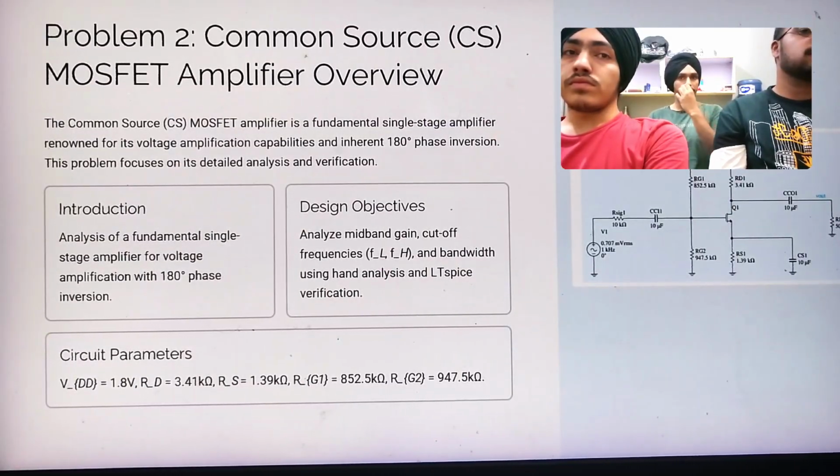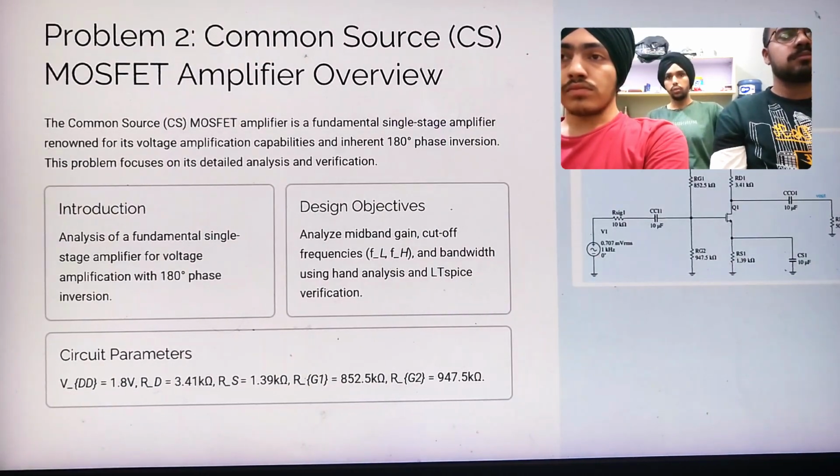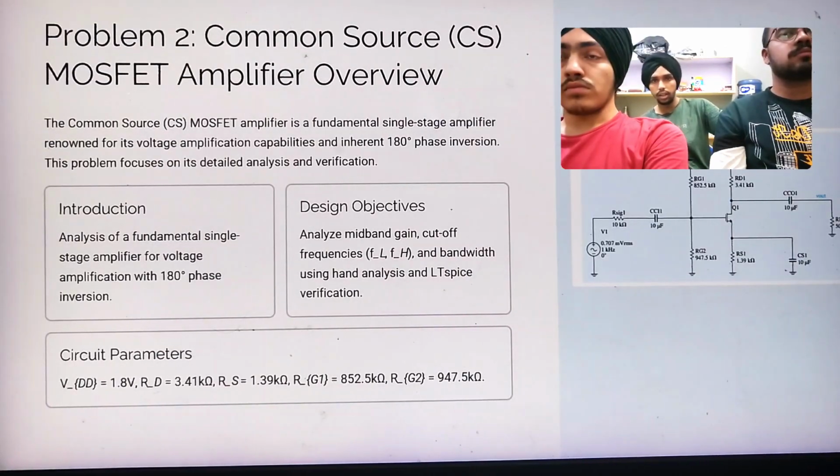So let's begin with the introduction. Analysis of a fundamental single-stage amplifier for voltage amplification with 180 degree phase inversion. The design objectives are to analyze mid-band gain, cutoff frequencies and bandwidths using hand analysis and LTspice verification. The circuit parameters are: voltage is 1.8 volt, resistance is 3.41 kilo ohm, resistance in series is 1.39 kilo ohm, and resistance G1 is 852.5 kilo ohm.